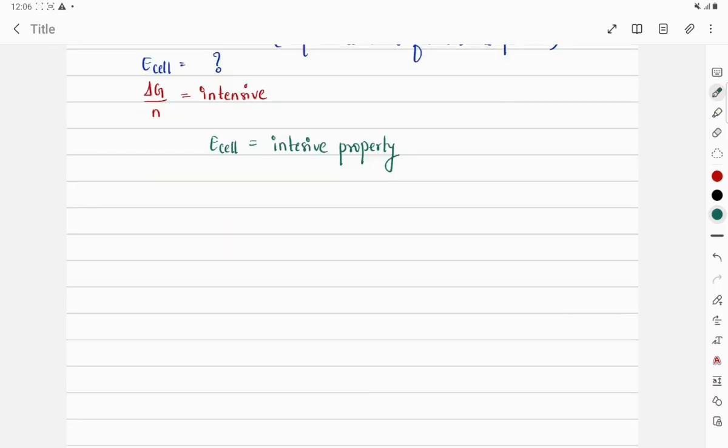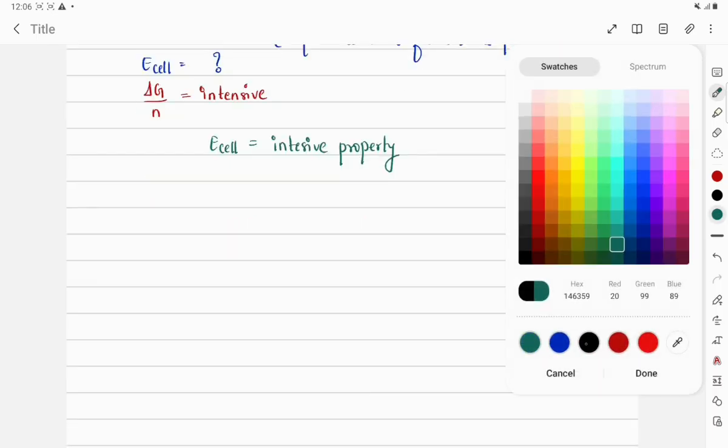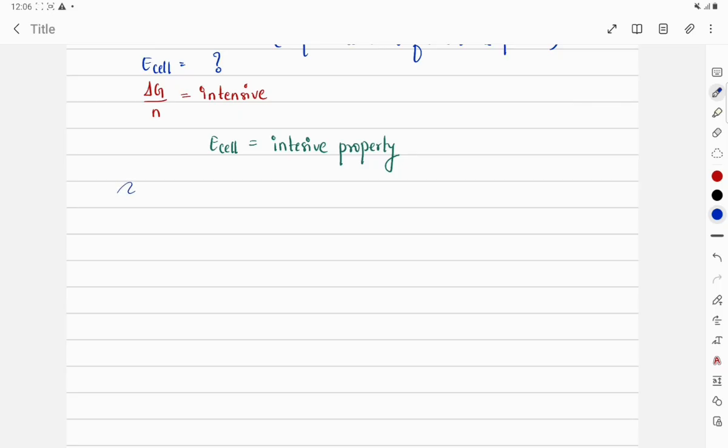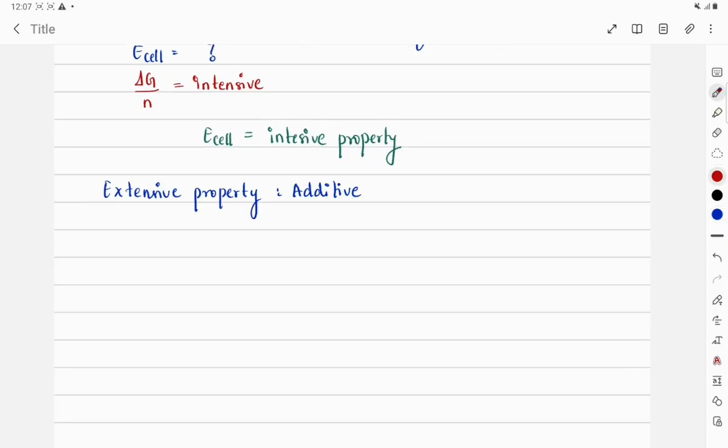Special about an intensive property: intensive properties can never be added, while extensive properties can be summed up. We can say that extensive properties are additive. They can be added as well as subtracted, while intensive properties are not. Or you can say they are not additive.